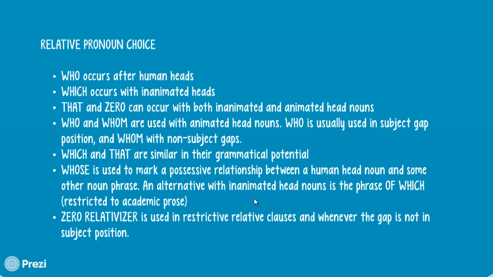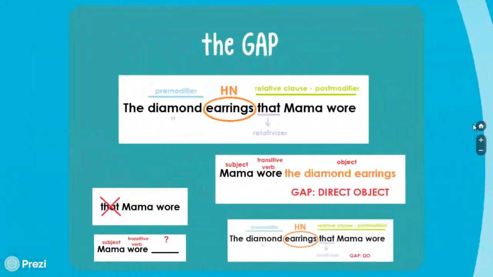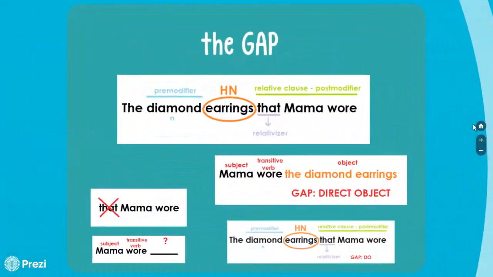We're going to talk about the gap in the following slide. Now let's talk about the gap. The gap is the missing constituent or the element in the relative clause which corresponds in meaning to the head noun. All relative clauses have a missing element. This gap is the location of the missing constituent in the relative clause. We're going to see some examples to identify these gaps.